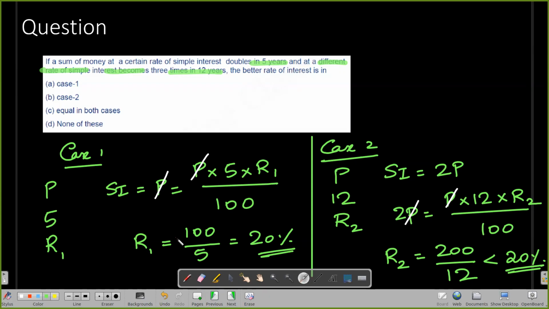Thus, we can see that for the first case, we have rate of interest 20%. For the second case, we have rate of interest which is less than 20%. We just need to compare R1 and R2, that's all. So in the question it is asked, the better rate of interest is seen in which case? That is the question. We can see that in the first case, we see a better rate of interest which is equal to 20%. So option A, case 1, that is the answer for our question. All right.